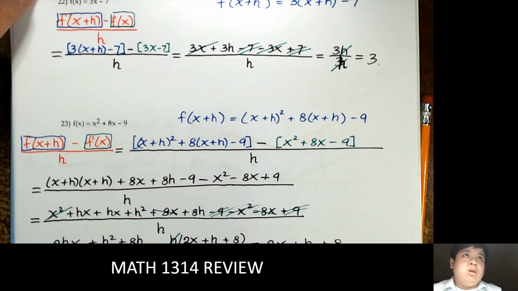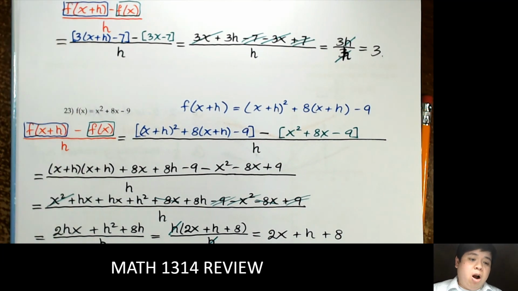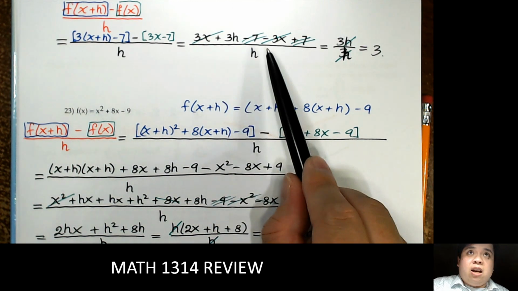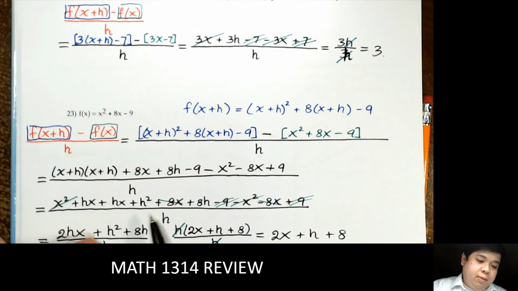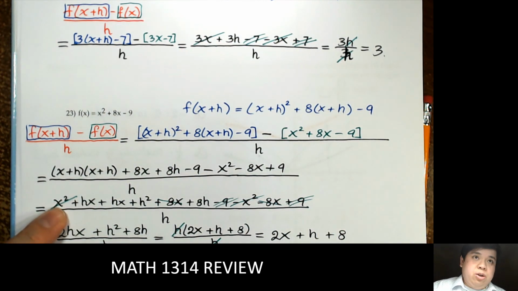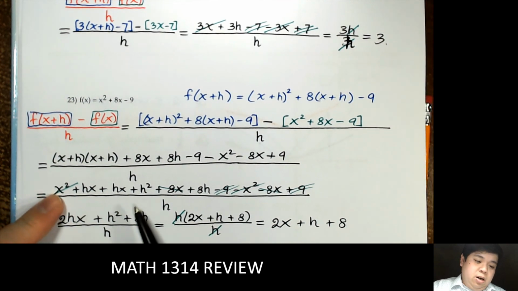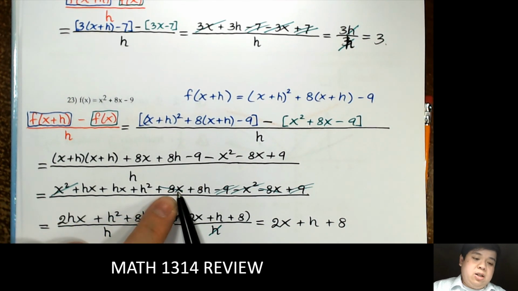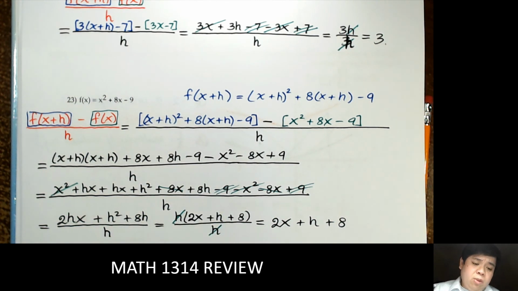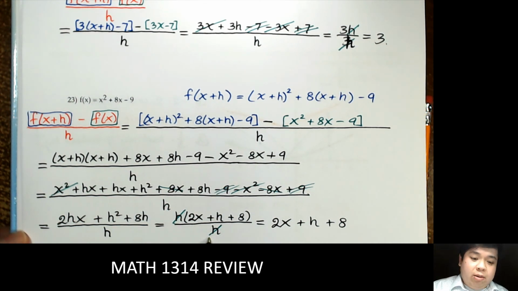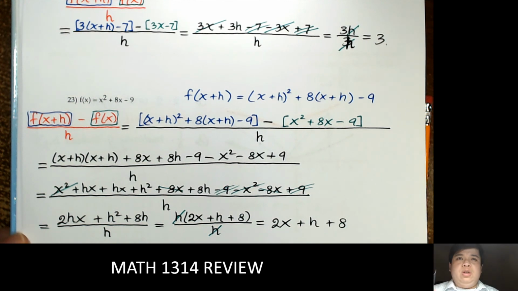So on these two problems, what we see is that there are two common steps. The first step is everything that does not have an h in it will cancel out. See, x squared has no h, should cancel with something. ax doesn't have an h in it, should cancel with something. And the negative 9 should cancel with something. So cancel everything without an h. That's the first step. The second step is we cancel with the h at the bottom. Usually we should have those two steps.